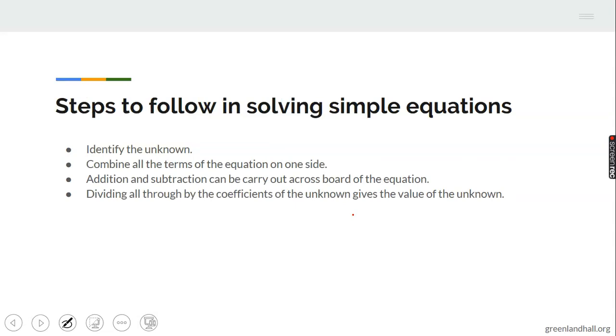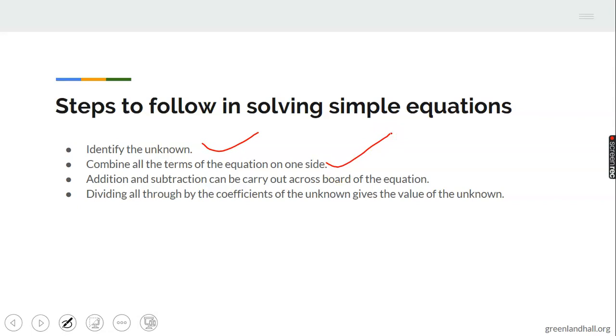First, identify the unknown. Once you are able to identify the unknown, then definitely your work is half solved. Now, combine all the terms of the equation on one side. What does that mean? Let me explain this. It is saying you should combine all the like terms: the ones with x on one side and the ones without x on the other side. That is the meaning of that statement.